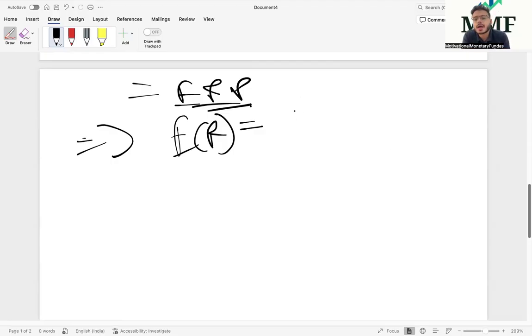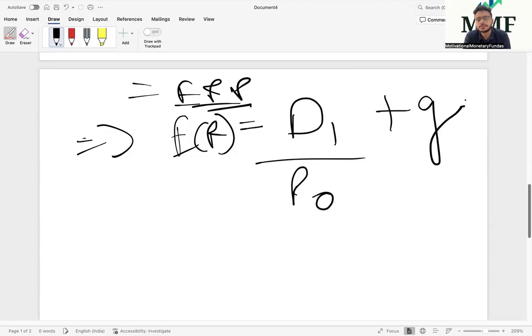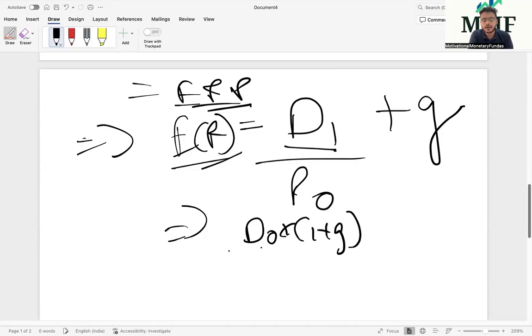Okay. What happens in a dividend discount model? The formula says expected return equals D1 divided by P0 plus G. D1 is the expected dividend. I'll try to decode this formula more. That is majorly D0 into 1 plus G, divided by P0, plus G.